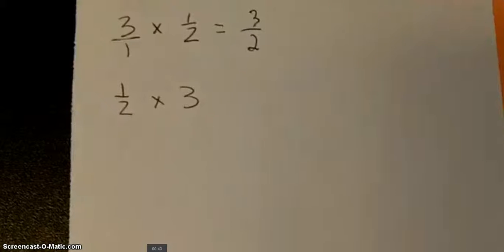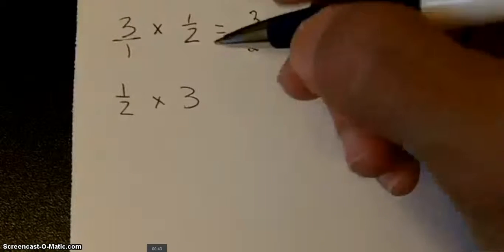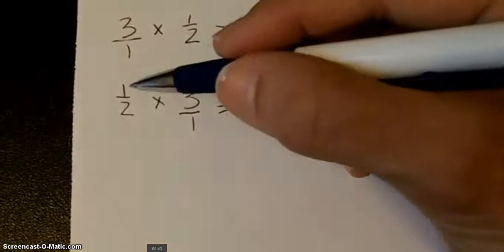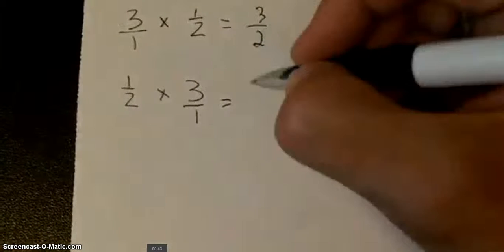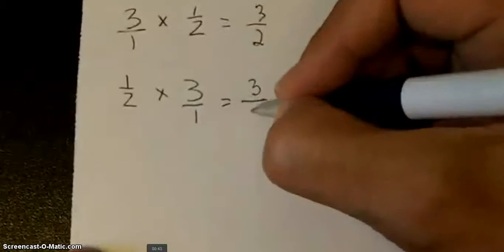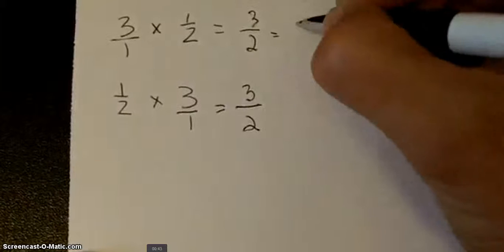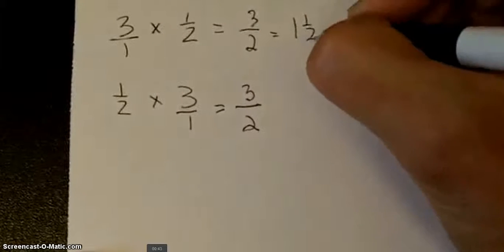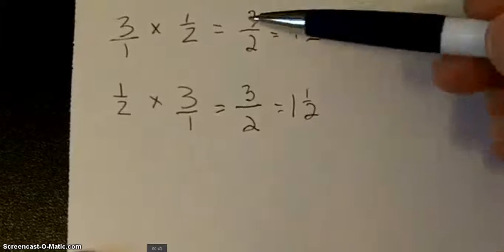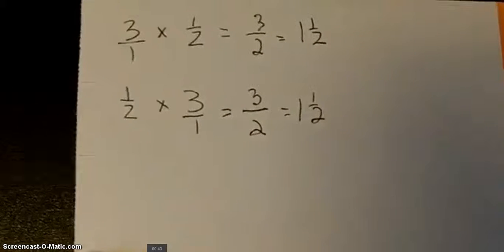I can do the same thing if I had the roles reversed, where the fraction was first and the whole number was second. I will put the whole number over 1 first, and then I would multiply the numerator times the numerator. That gives me 3, and the denominator times the denominator gives me 2. Now we know from the picture that 3/2 is the same as 1 1/2. That means the answer to both of these can change the improper fraction to the mixed number 1 1/2.